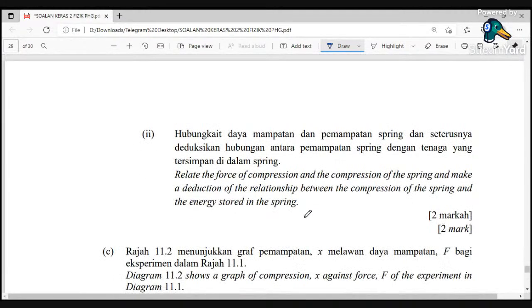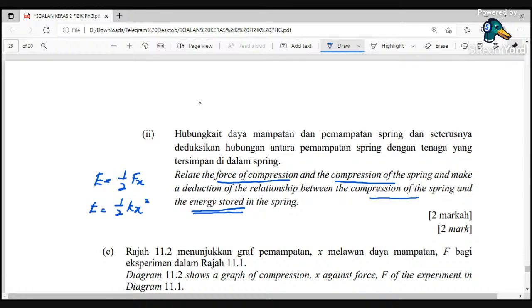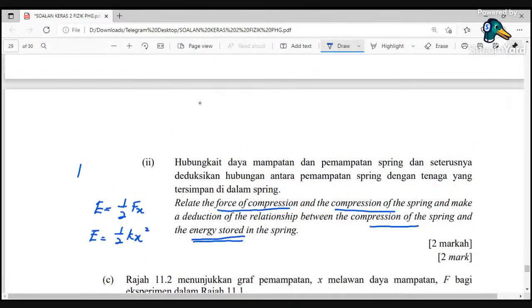Okay, relate. Relate apa? Force of compression and compression. Relationship between compression and energy. Ini kalau energy ni kena lihat formula lah. E equals to half Fx ataupun half Kx, sebab F ialah Kx. Ini Hooke's law.